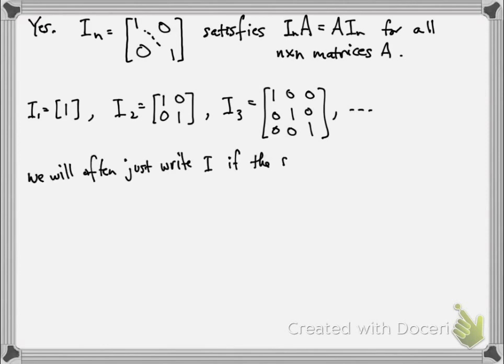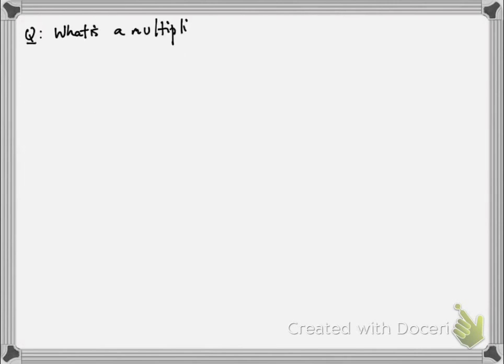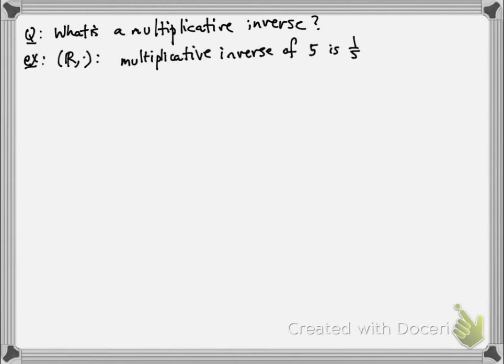Oftentimes, we're just going to write the identity matrix as capital I if the size of the matrix is clear from the context. So now that we have a multiplicative identity, we can start talking about multiplicative inverses. Again, we're going to go back to examples we understand and try to see how that generalizes. For the real numbers, with usual multiplication, a multiplicative inverse of 5, for example, is 1/5. The reason for that is 5 times 1/5 is 1/5 times 5 gives us 1, which remember is the multiplicative identity for this multiplication.